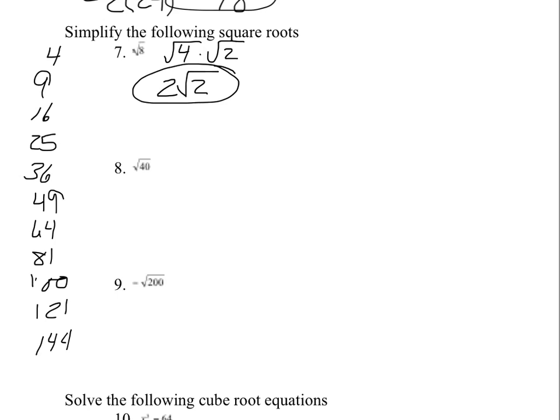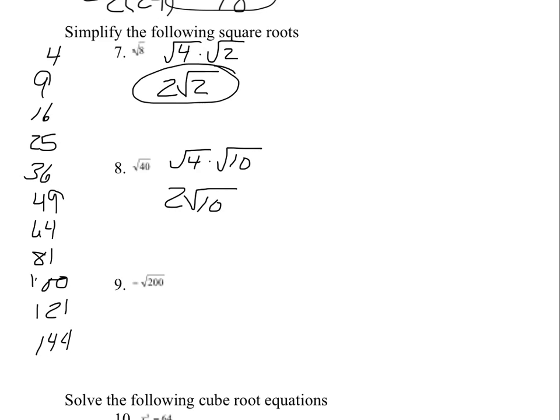40 is actually going to break down into 4 and 10. So the square root of 4 times the square root of 10. And the square root of 4 is a perfect square, 2. And the square root of 10 just comes down.